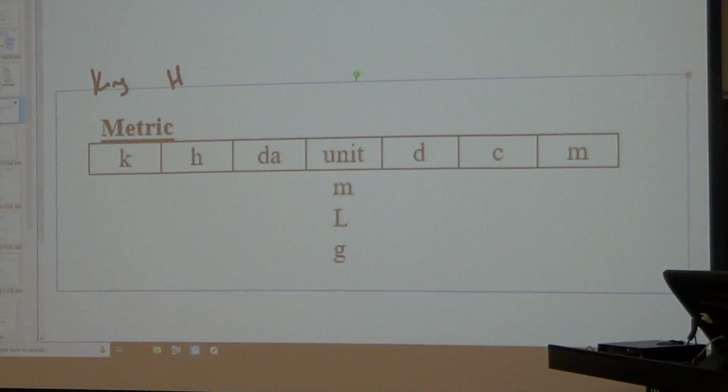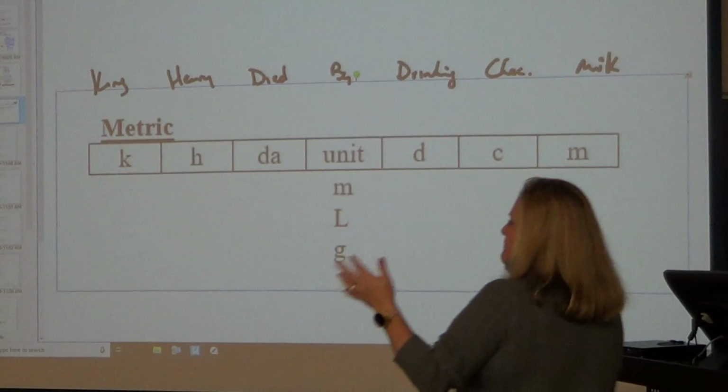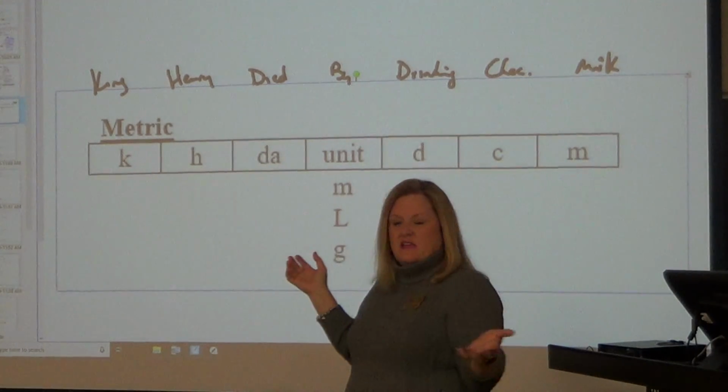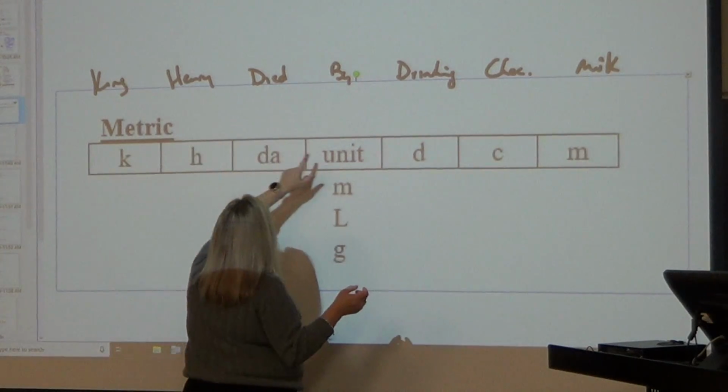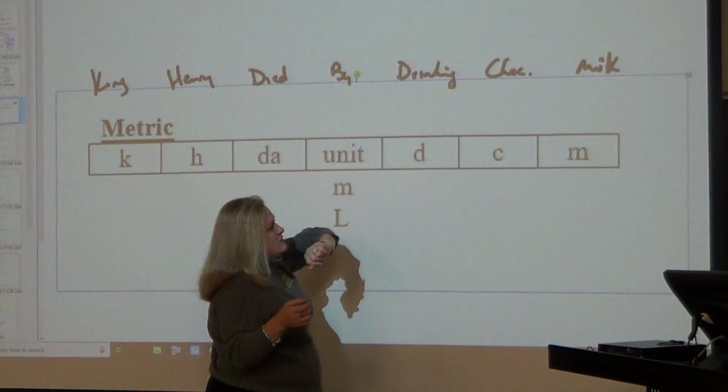King Henry died by drinking chocolate milk. It is a way to help us remember the order of those letters, okay? It's just a common way, like PEMDAS. Please excuse my dear Aunt Sally. So, King Henry died by drinking chocolate milk.